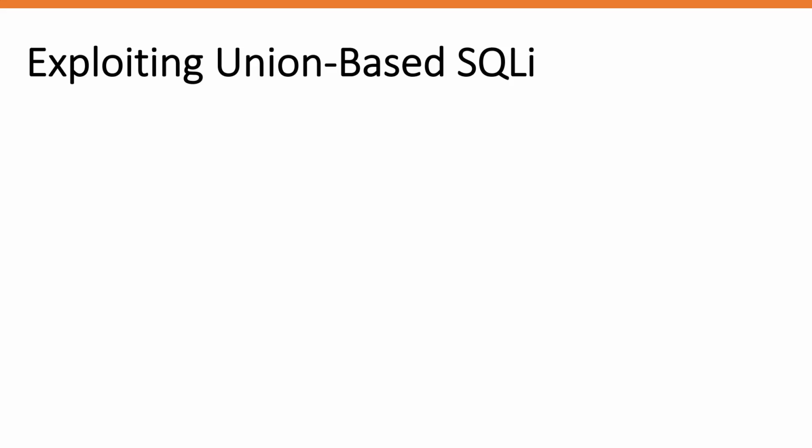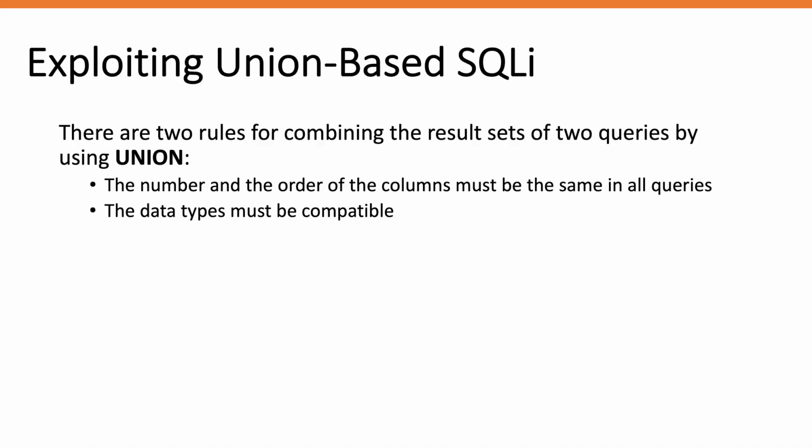Next is union-based SQL injection. Exploiting this vulnerability is a little bit more involved. As a reminder, we said union-based SQL injection is an in-band SQL injection technique that leverages the union SQL operator to combine the results of two queries into a single result set. Now, in order for you to use the union operator, you have to follow the rules of the union operator, and there's two basic rules. The first one is that the number and the order of the columns must be the same in all queries, and the second one is that the data types must be compatible.